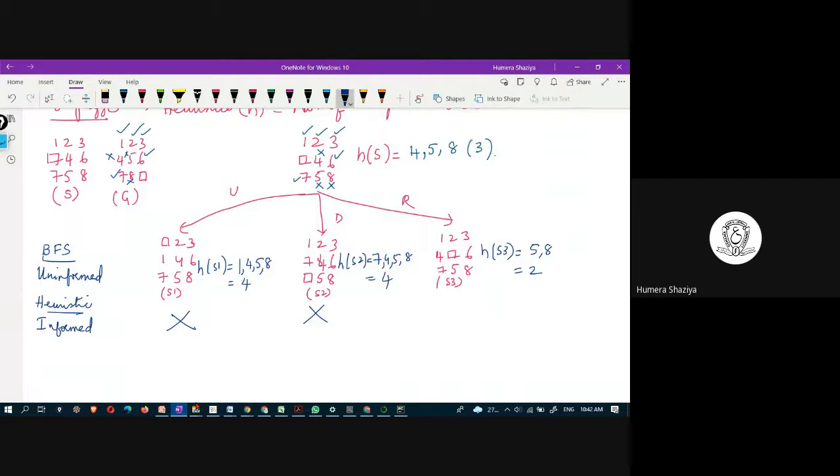Here we can know that there are only 2 tiles misplaced, and therefore it is very quick to arrive at the solution. We explored this. How many options are there? There are 3 operators that could be applied. This could be left, no, four: up, down, left, right.